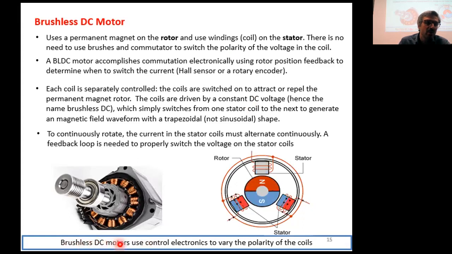Therefore, brushed DC motors are more complex. We see why they are more complex. They need more complex electronics to vary the polarity of the coils.